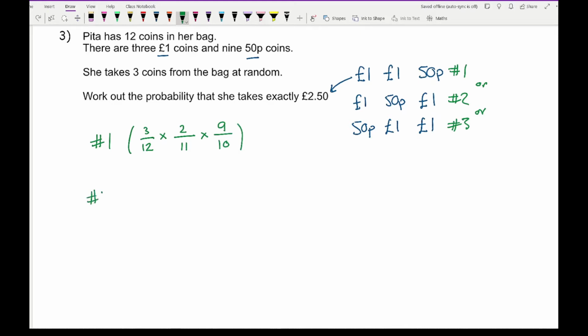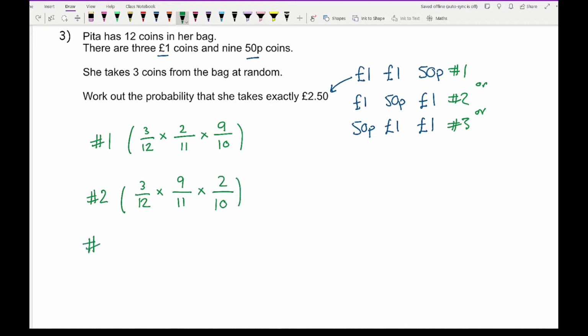Then with #2, again, the probability of selecting a pound as my first coin is going to be 3 over 12. Then obviously I've only got 11 coins left. And how many of those are 50p? Well, 9, because I've not selected one yet. And then in the third choice, I've only got 10 coins left. And how many of those are pound coins? Well, that's going to be 2.